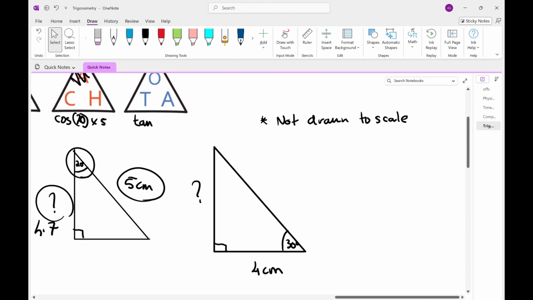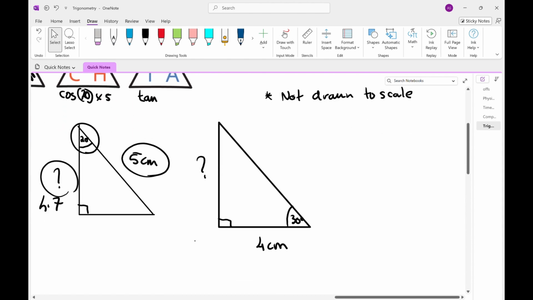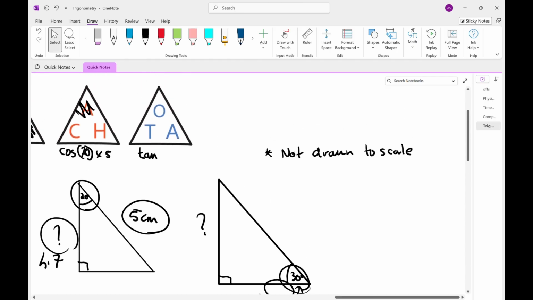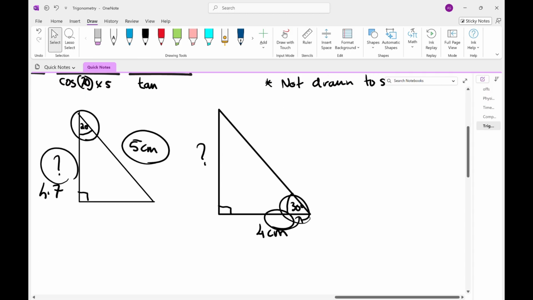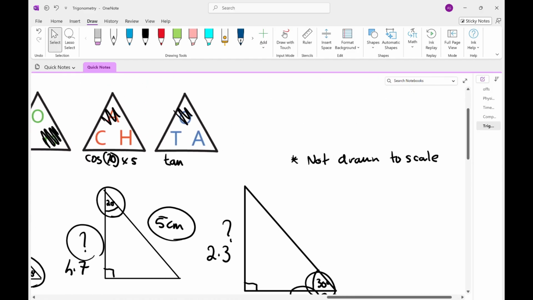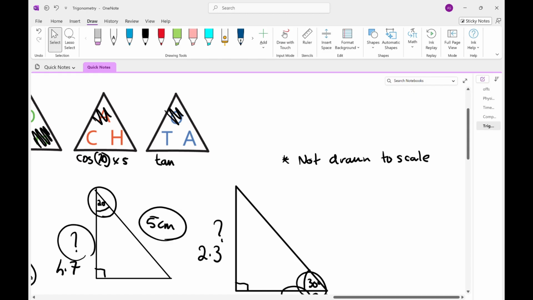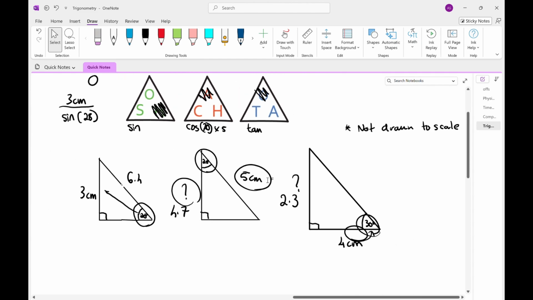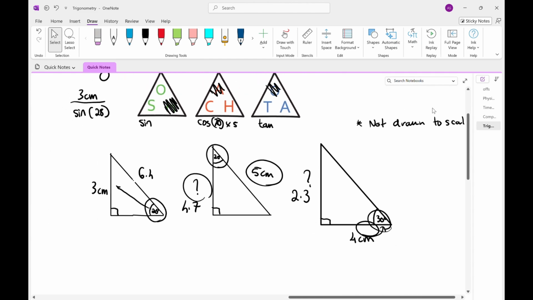And for the last one, we have the adjacent. We have the adjacent because it connects. We have the angle, and we're trying to find the opposite. So we cover the opposite, and we do tan 30 times by our 4 centimeters, which will give us an answer of 2.3. So it's pretty simple to understand, to get your head around. It might be a little bit harder, and this is why we need a lot of practice with different triangles.